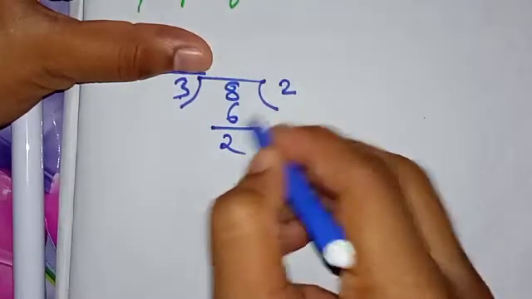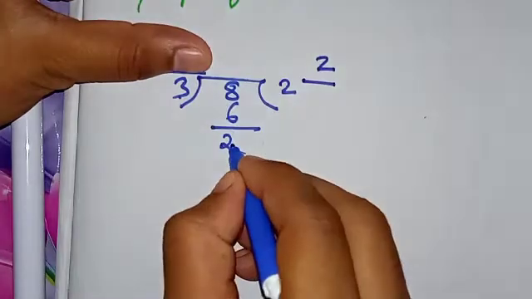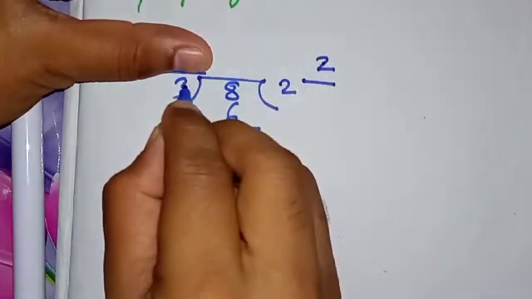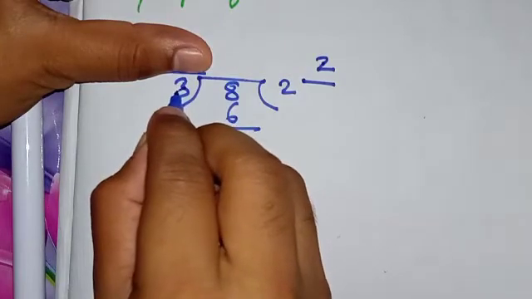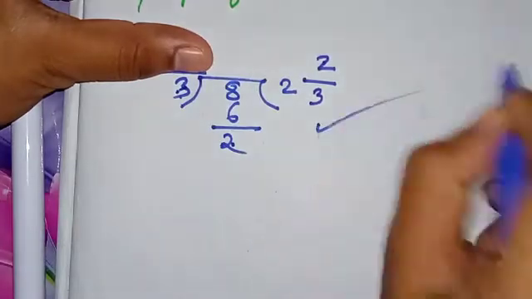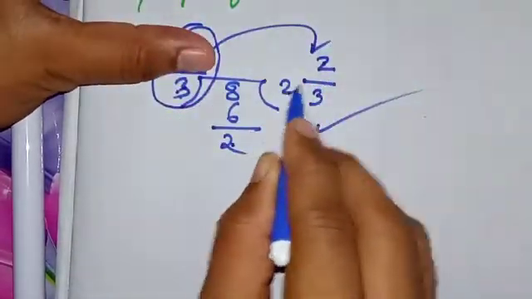Now this remainder will move to the numerator, and this divisor, that was the denominator, will be in the denominator as it is. So this is the answer. See how we have converted an improper fraction into a mixed fraction, 2 by 3.